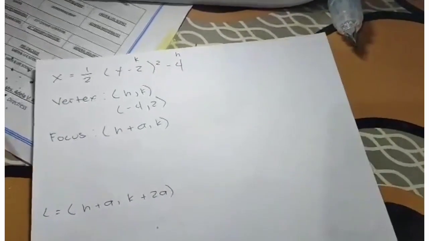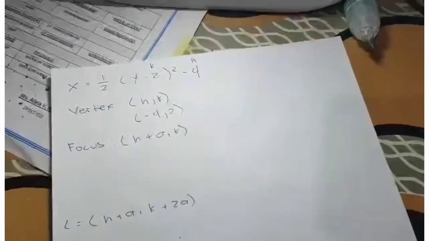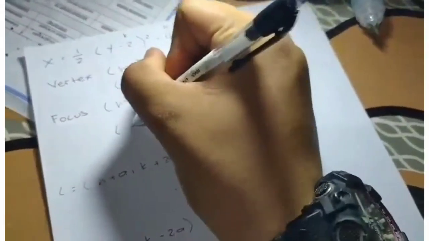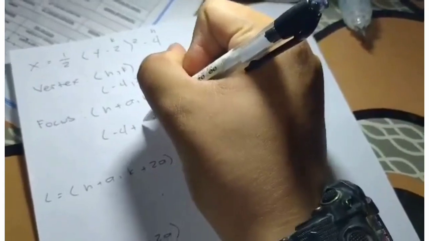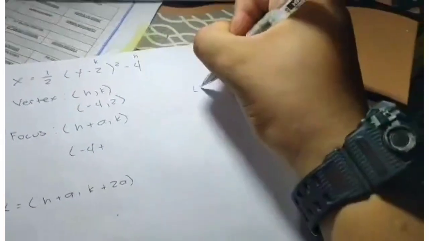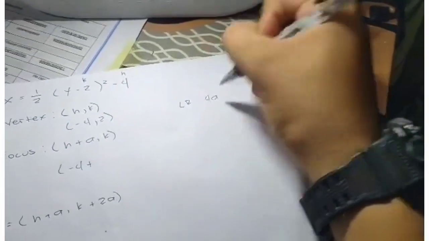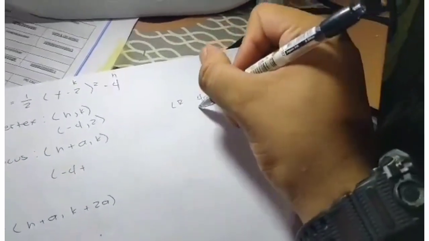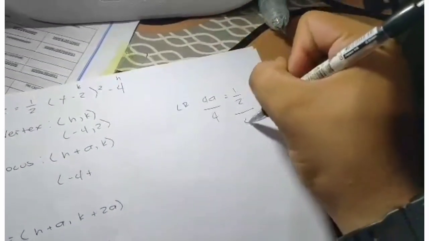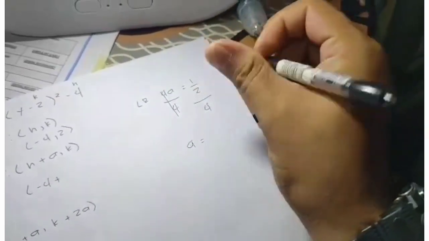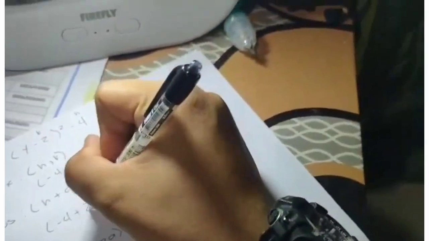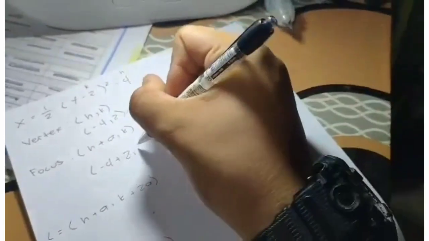So ang focus natin is h plus a comma k. So ang h natin is negative 4. Then isolve muna natin yung a. 4a equals 1/2. Then i-divide natin sila both sides sa 4. Then i-cancel natin yung 4. Ang a natin is 1/2 divided by 4 is 2. Inilalagay natin dito 2. Then yung k natin is 2.